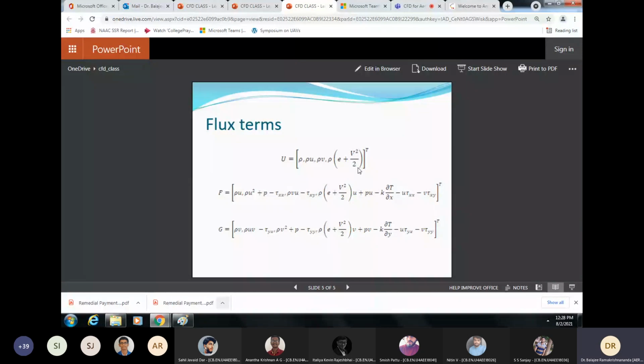So what happens? For incompressible flow, the energy equation drops out. Rho is a constant. Still, it will work if you put rho inside; it behaves like a constant. So no energy equation for incompressible flow. Any doubts?